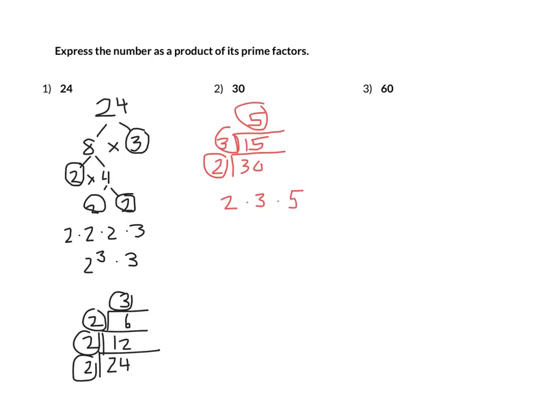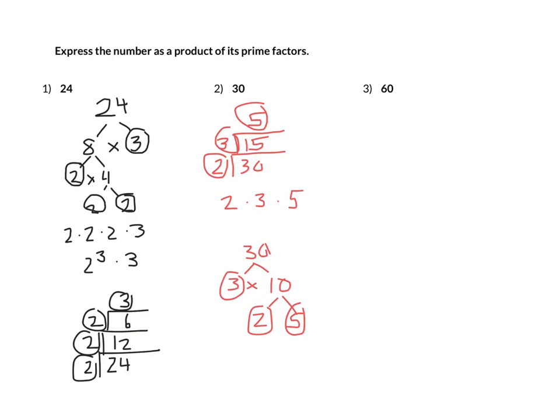I could also use the factor tree, which is splitting 30 into, let's say, 3 times 10. 3 is prime, and I can split 10 into 2 times 5. They're both prime, and I still get the same answer that I started with here. Why don't you take a second and try 60? You can pause the video, and then we'll go over what the prime factorization of 60 is.